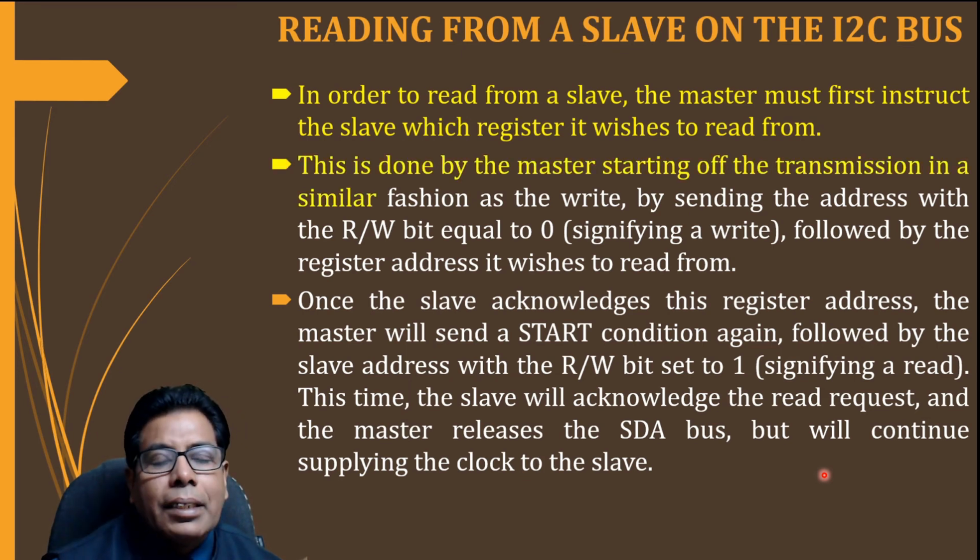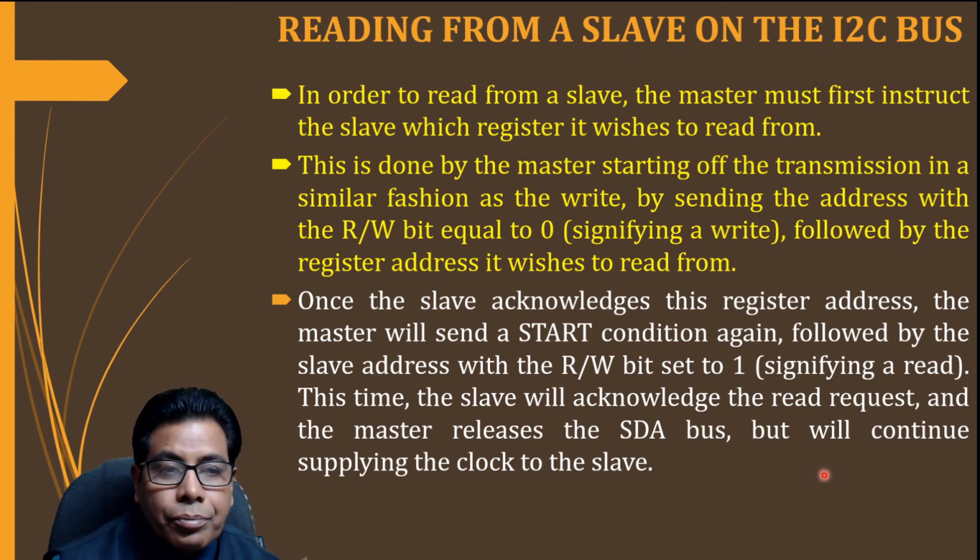So this is done by master starting off the transmission in similar fashion as the write, by sending the address with the read write bit equal to 0. Now here the read write bit will be 0, signifying write, followed by the register address it wishes to read from. So that is what it will give the information to the slave about the address of the register from which it wants to read the data.